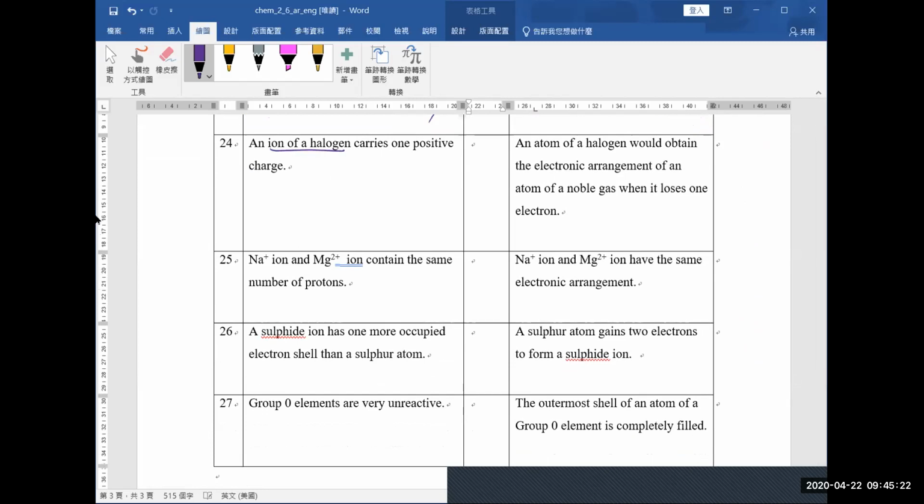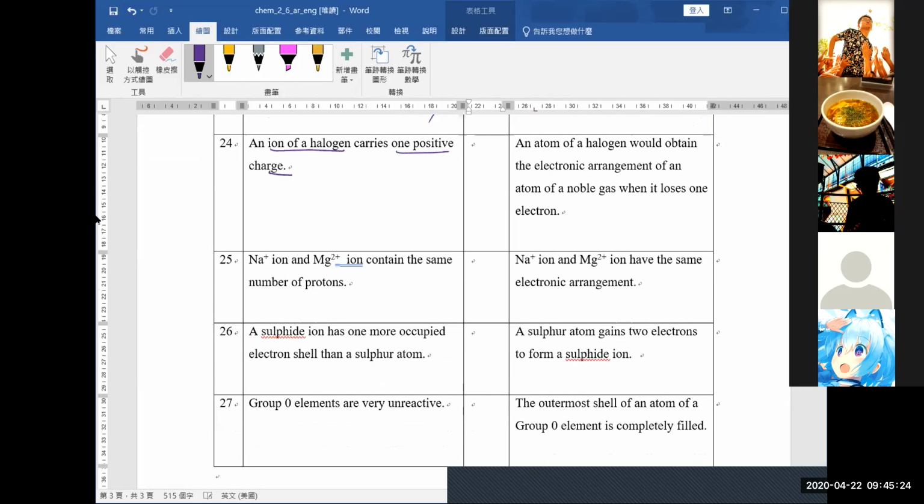An ion of halogens carries one positive charge. An atom of halogen would attain the electronic arrangement of an atom of noble gas when it loses one electron.